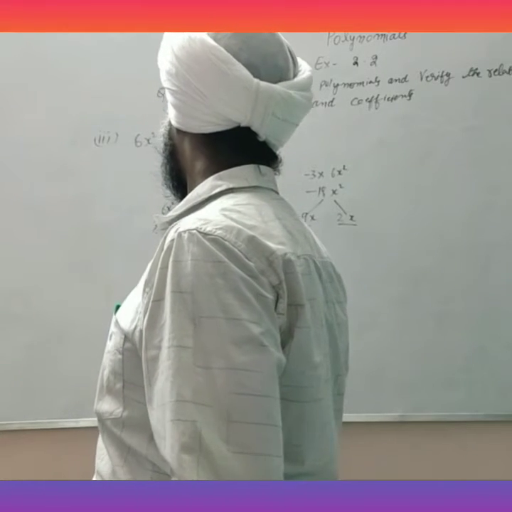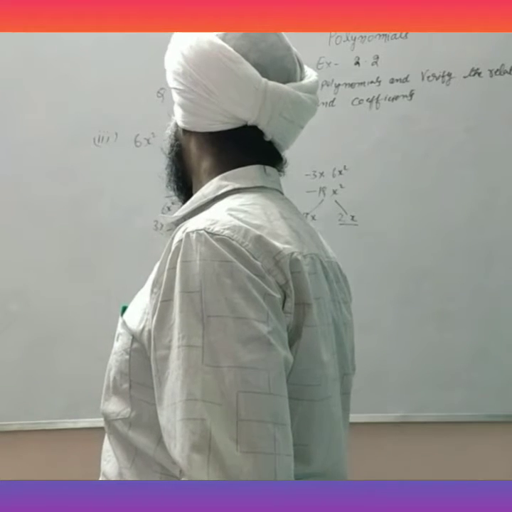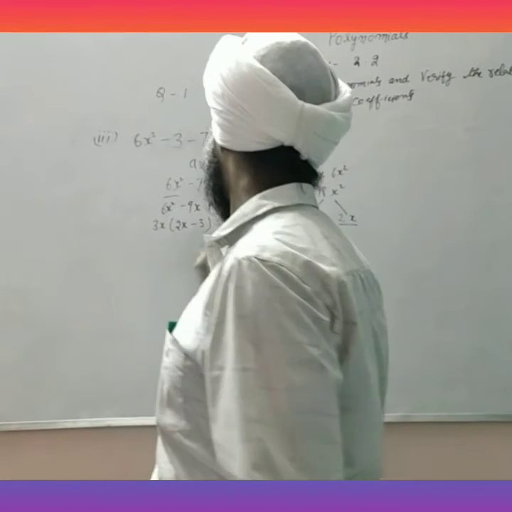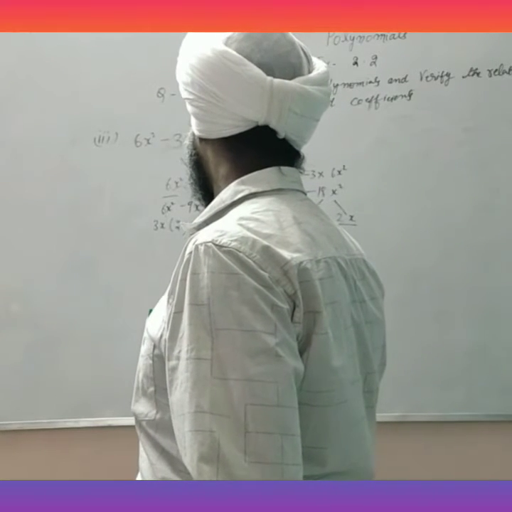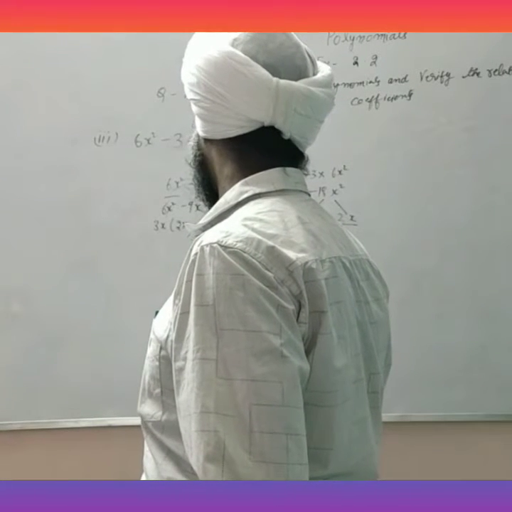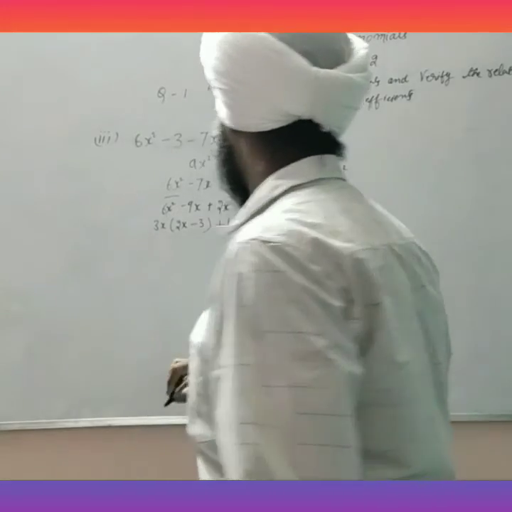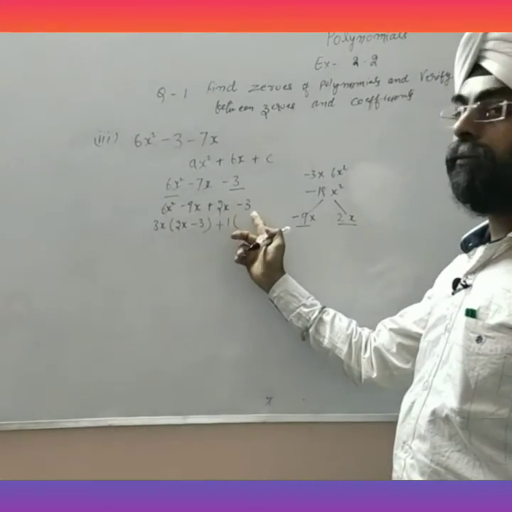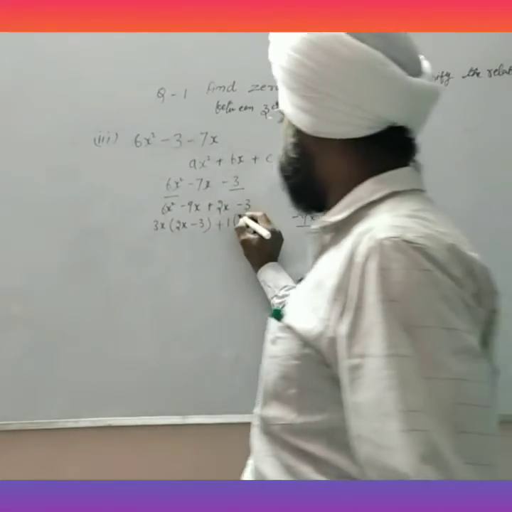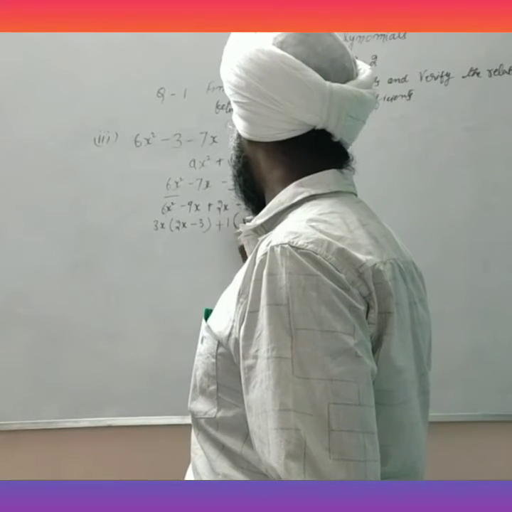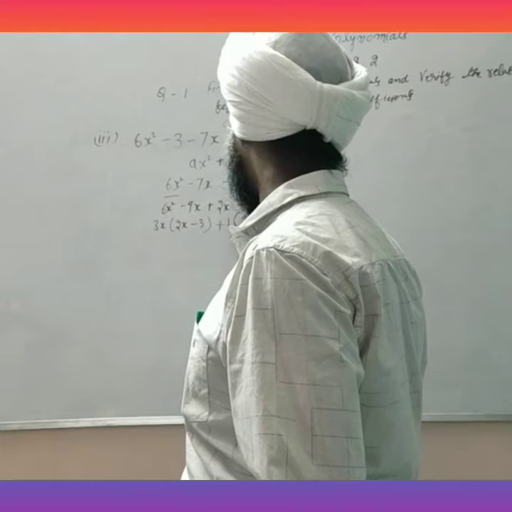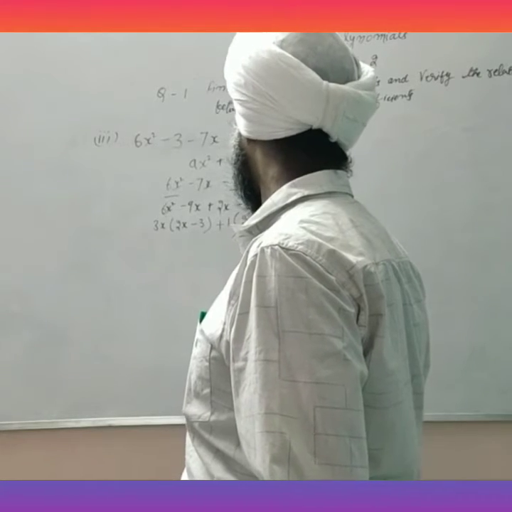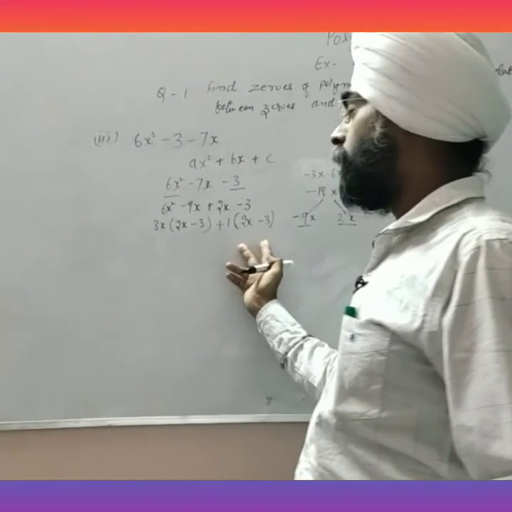2x minus 3 plus 1. Only plus 1 is the maximum multiplication factor that is common. I have to write 2x minus 3 as it is. Then these two brackets are the same.